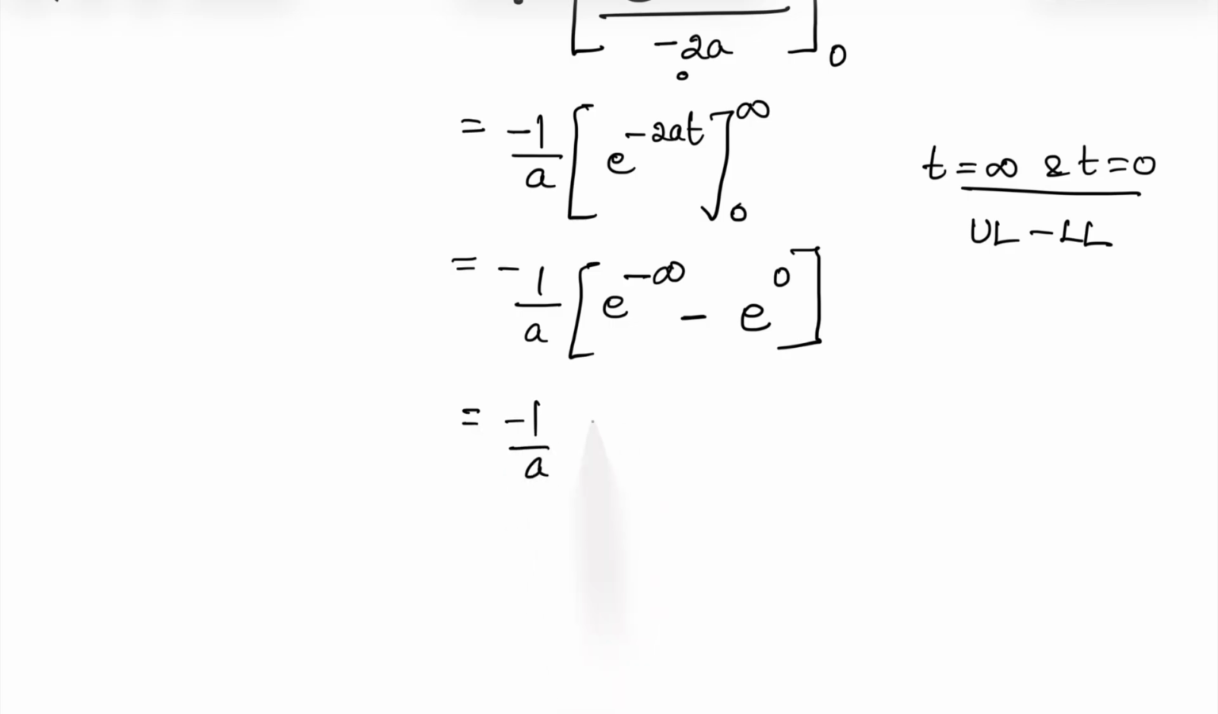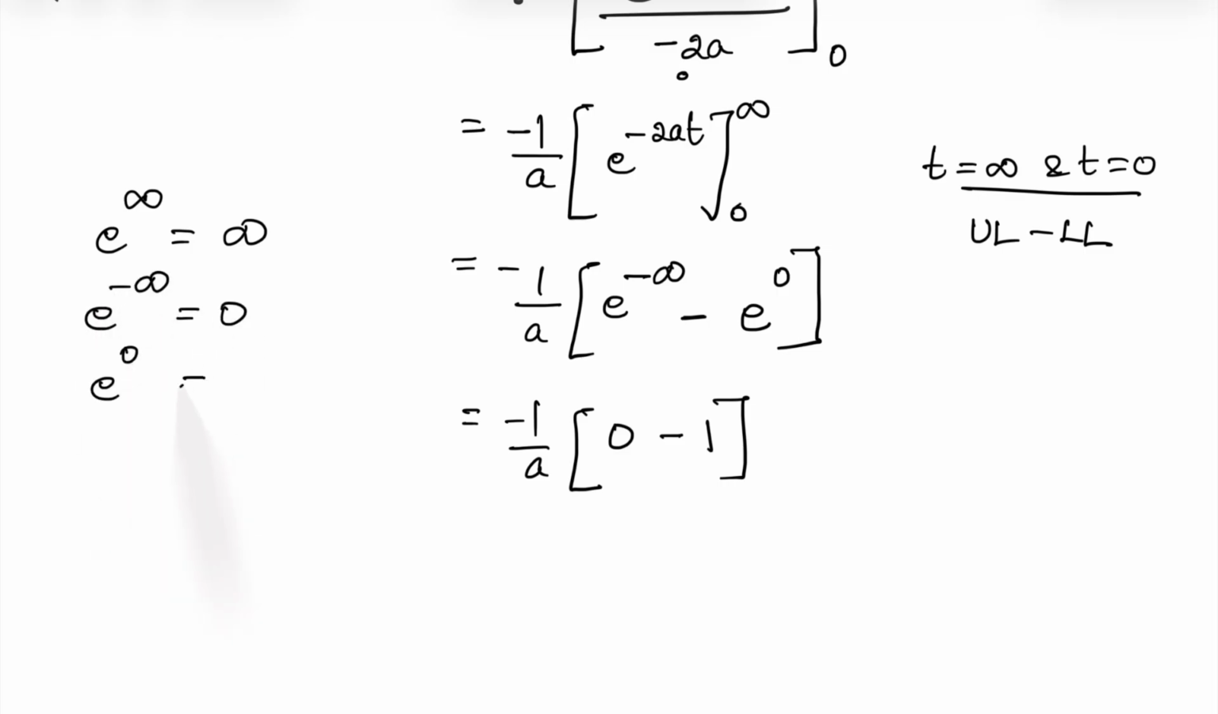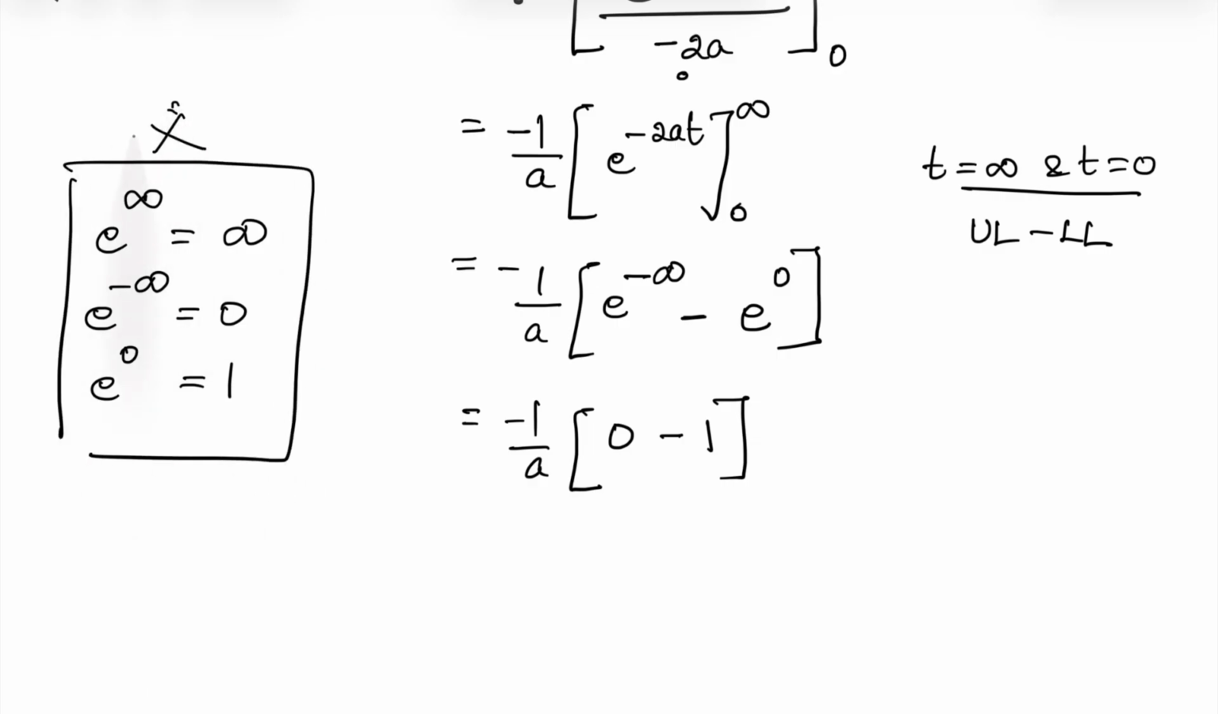What is e power minus infinity? It is 0. And what is e power 0? It is 1. So keep in mind, e power infinity is infinity, e power minus infinity is 0, and anything power 0 is equal to 1. These three are important terms you need to know. And again, this becomes minus into minus plus 1 divided by a, and energy is equal to 1 by a.